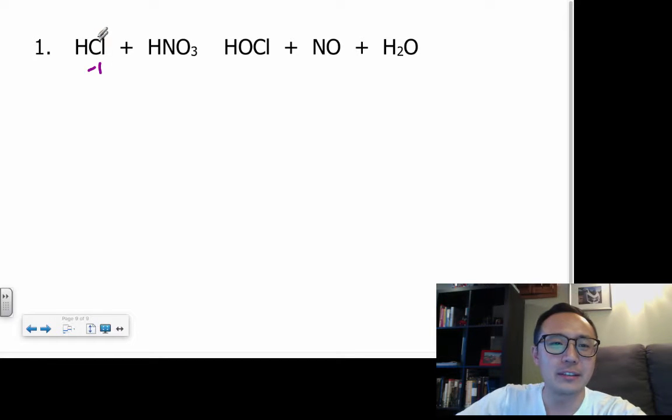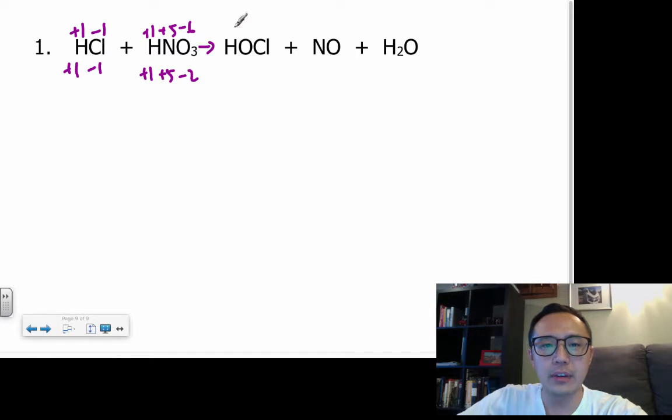So here Cl is -1, -1, hydrogen is +1, +1. This is my nitric acid, so this is -6, +5, +1. This is the same as the previous example. And then for this one, HOCl, this one is kind of a different one. But if you look at HO, this is your hydroxide.